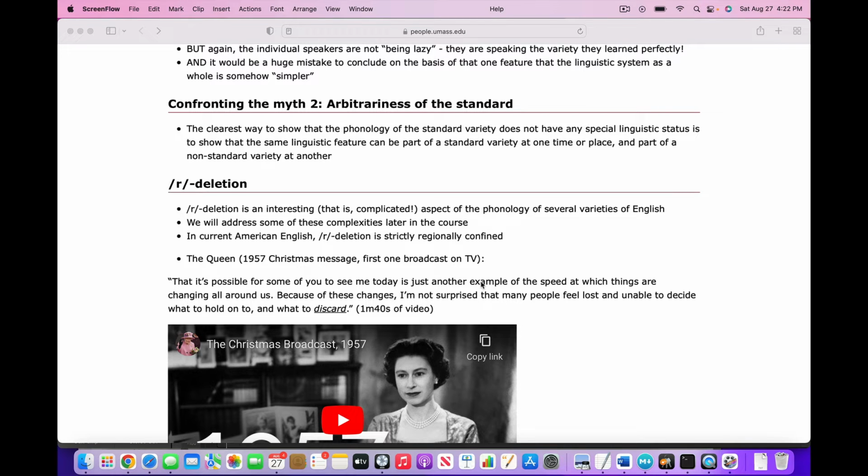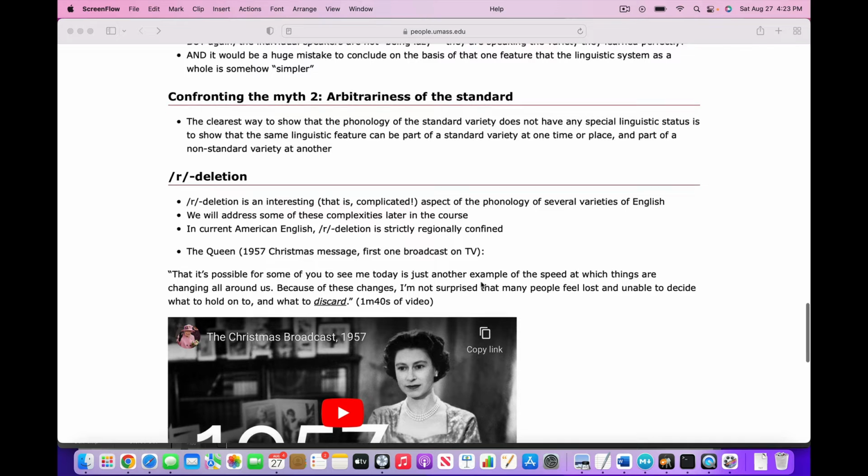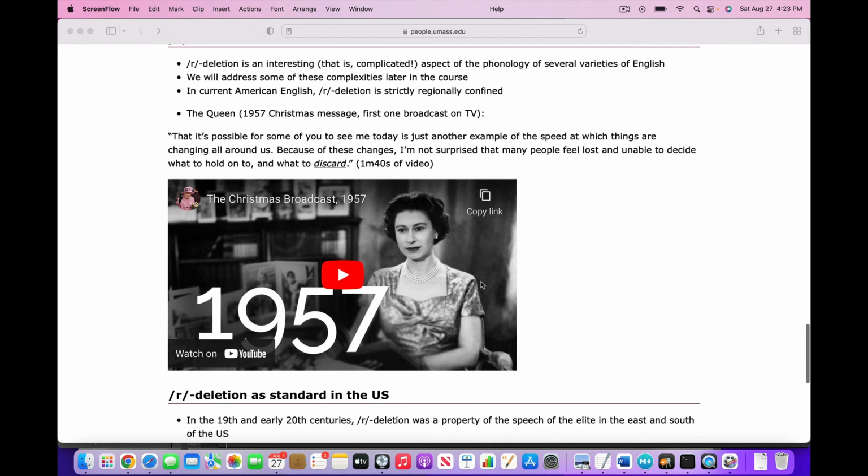In current American English, R deletion is strictly regionally confined. As in the exercise that I asked you to do, looking at the Ashman map, you should have seen that R deletion is confined to the south and to the east of the United States. You might have already known that. So here's another example of R deletion. This is the Queen speaking in the first Christmas message that she broadcast on TV in 1957.